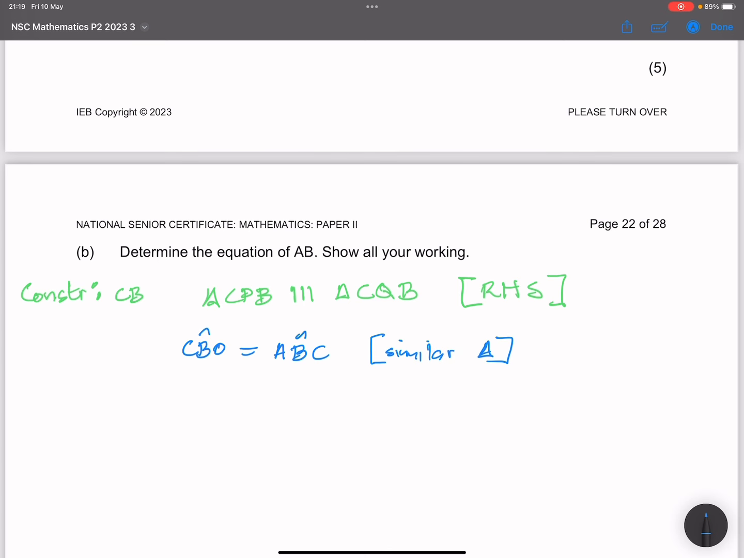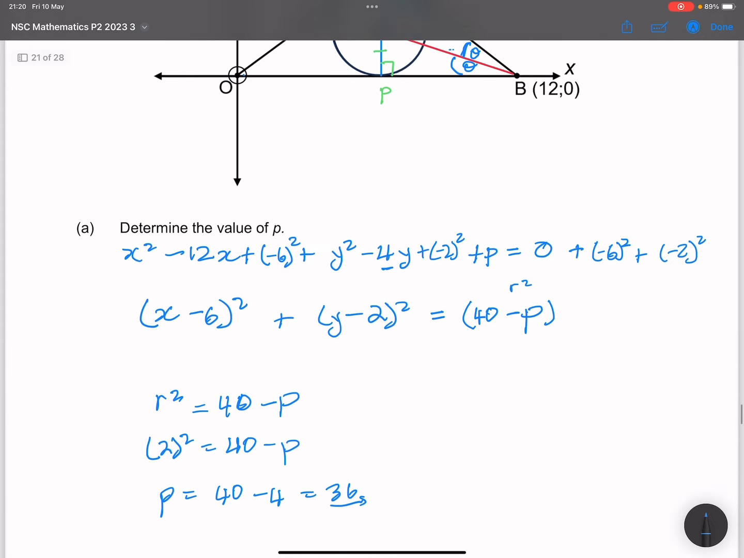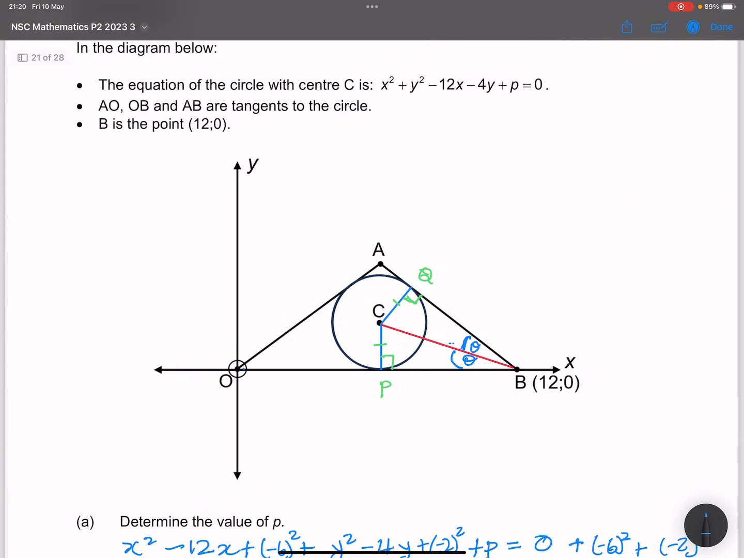Right, so now we can find the gradient of the line CB. If I find the gradient of CB, that's y2 minus y1 over x2 minus x1. Remember, we found the center there, and our center had the coordinates 6 and 2. So this point has coordinates 6 and 2, and so we can find the gradient CB.